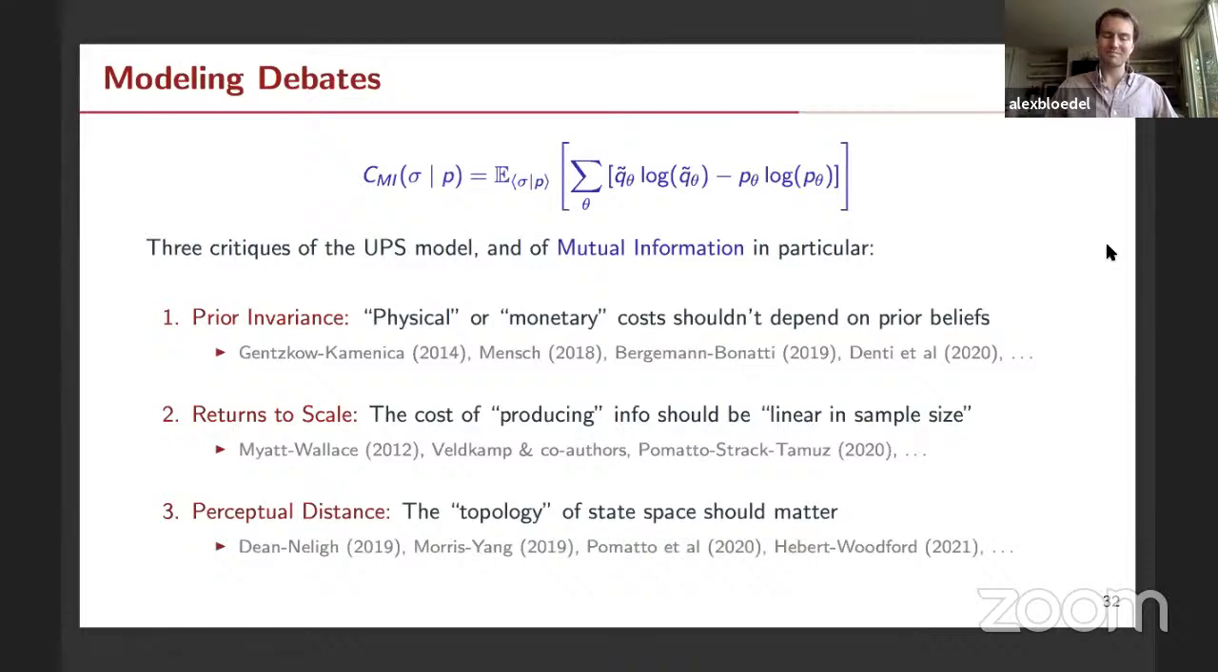The third, and maybe the most well-known, is what you might call the perceptual distance critique, which in essence says that the topology of the underlying state space should matter. In other words, it should be more costly to distinguish between, if you're reading a thermometer, for instance, whether the thermometer reads 31 or 32 degrees than it should be to distinguish between whether it reads 5 degrees or 50 degrees, because the latter two states are further apart.